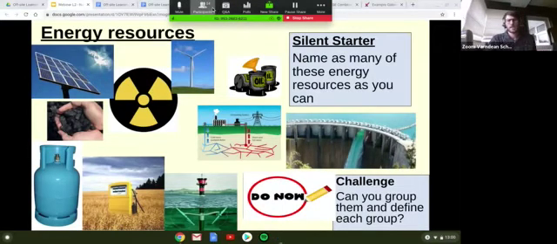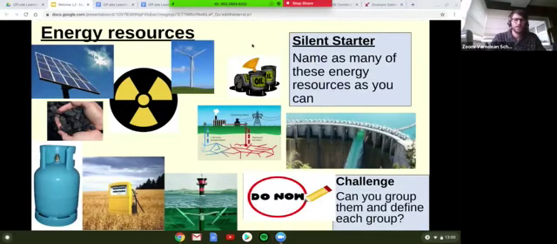Got a few more rolling in now. As I said before, we've got a starter being projected, sent through the internet to your homes. It shows a load of pictures of different energy resources. I'd like you to name as many of those energy resources as you can. There are actually 9 main ones which you should be able to identify. There are a few that you would be very aware of, that you've seen and used lots of times before.